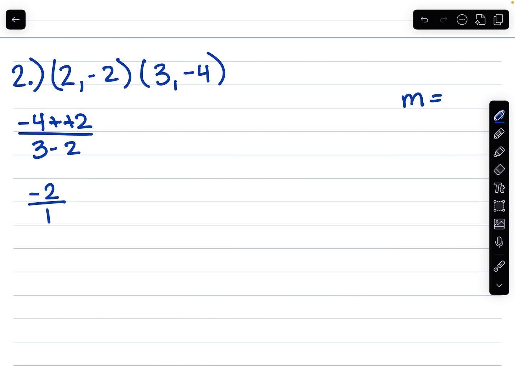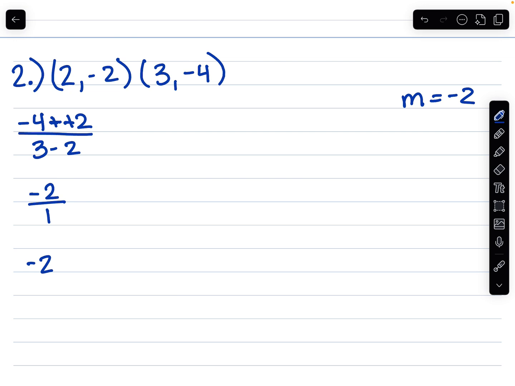1, which simplifies to -2. Right. Anytime it's over 1, we just drop the 1. It's whatever is on top. Okay, so our slope, right? We just found our slope is -2.